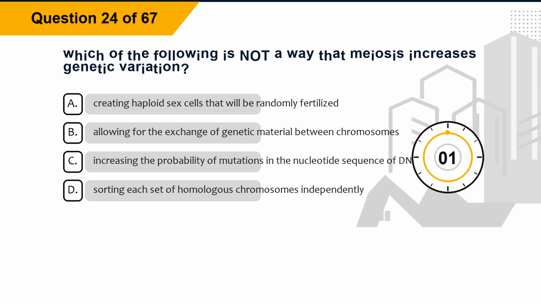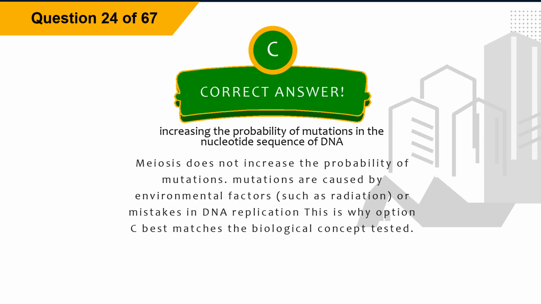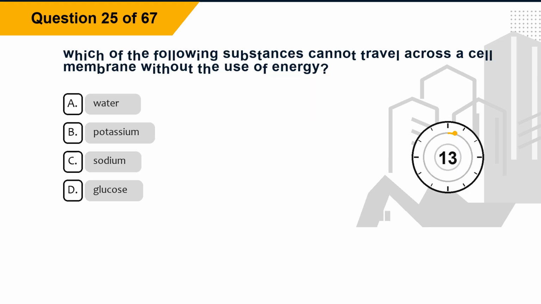The correct answer is option C, increasing the probability of mutations in the nucleotide sequence of DNA. Explanation. Meiosis does not increase the probability of mutations. Mutations are caused by environmental factors, such as radiation, or mistakes in DNA replication. This is why option C best matches the biological concept tested. Question 25. Which of the following substances cannot travel across a cell membrane without the use of energy? Option A, water. Option B, potassium. Option C, sodium. Option D, glucose.